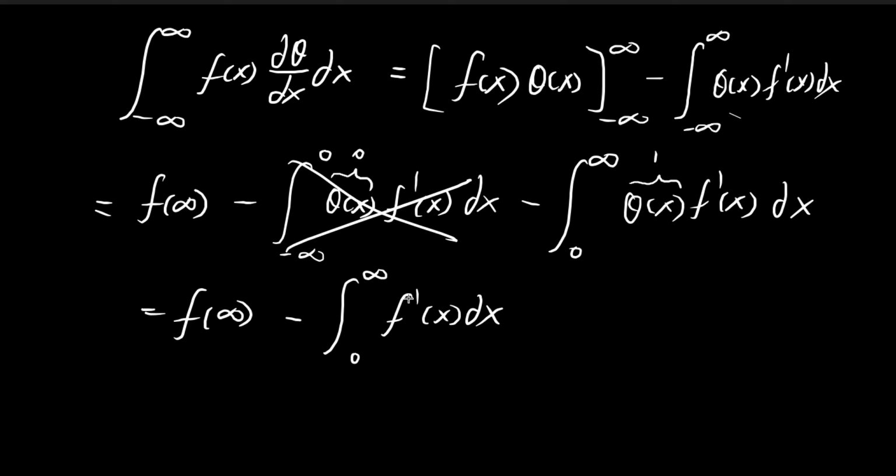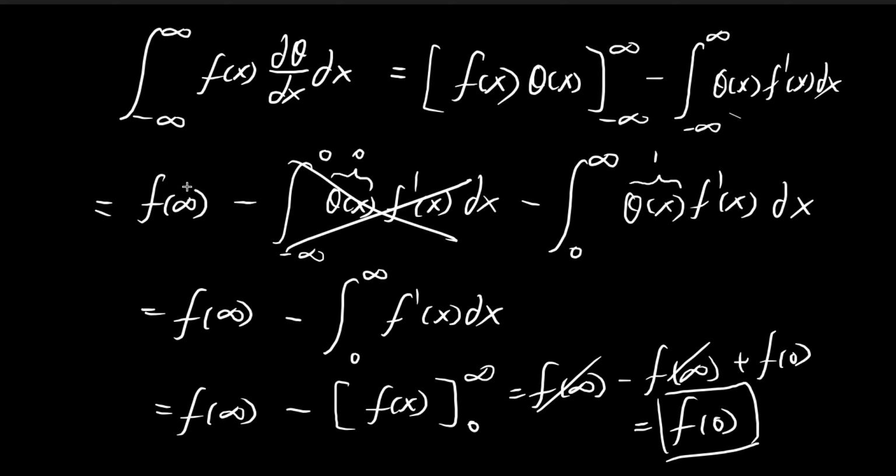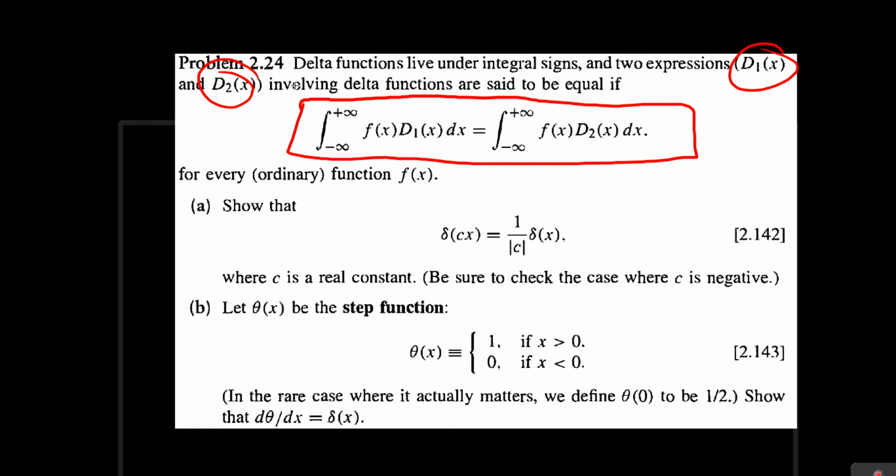And now we need to integrate this. Integrating f prime of x, you're integrating the derivative, so you just get back the old function. This is evaluated from 0 to infinity. So you have f of infinity minus f of infinity plus f of 0. Obviously these cancel out, so in the end we get f of 0. And so there we have it. Now we've proven that this integral is indeed equal to f of 0. What that means is that this integral is equal to f of 0, which means that this integral is equal to the integral of f of x times delta of x. And this proves that d theta dx is indeed equal to delta of x, as stated by this rule over here.